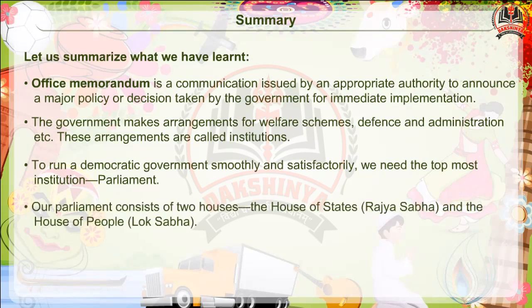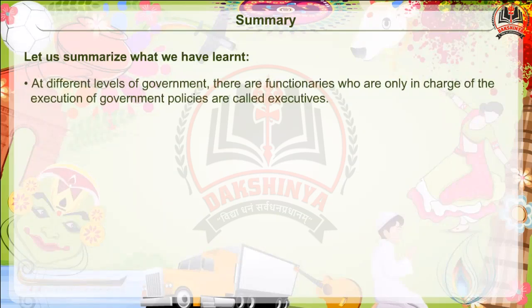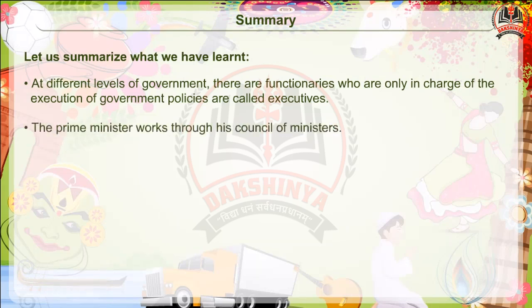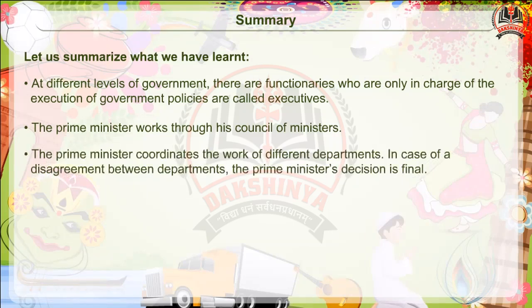Our Parliament consists of two houses, the House of States, Rajya Sabha, and the House of People, Lok Sabha. Lok Sabha has more powers than Rajya Sabha. At different levels of government, there are functionaries who are only in charge of the execution of government policies, called executives. The Prime Minister works through his Council of Ministers. The Prime Minister coordinates the work of different departments. In case of a disagreement between departments, the Prime Minister's decision is final.